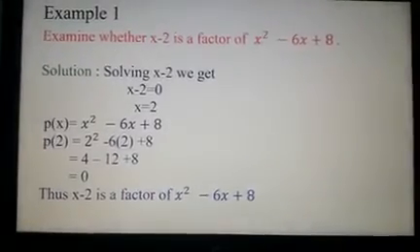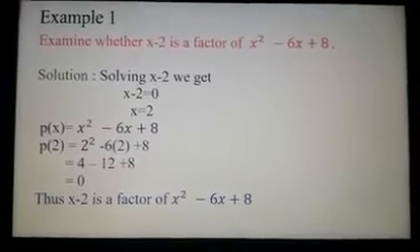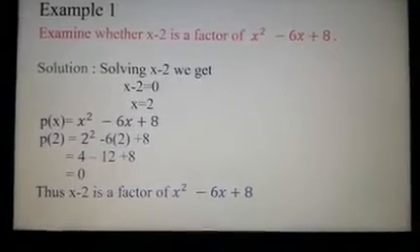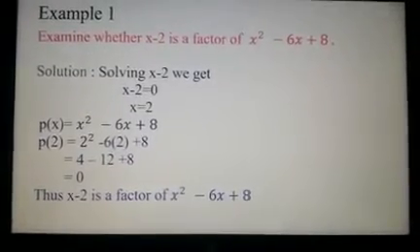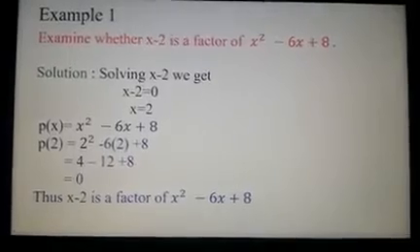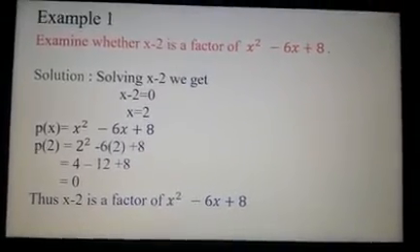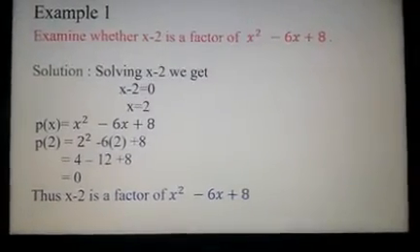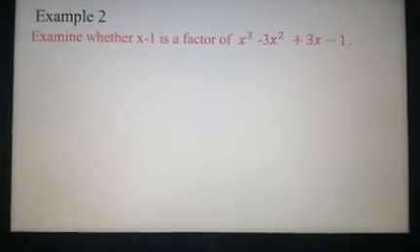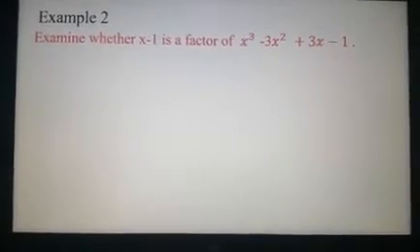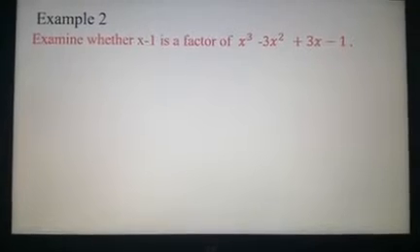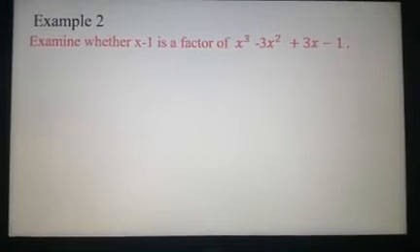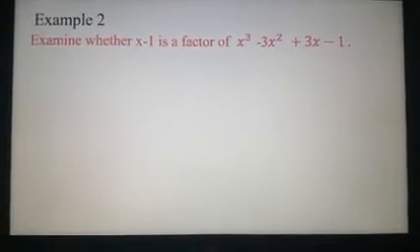So hope you have understood how to apply the factor theorem, right? Since p of 2 is equal to 0, therefore x minus 2 is a factor of x square minus 6x plus 8. So now let me consider one more example. Example 2. Again in this case, they are asking us to verify whether x minus 1 is a factor of x cube minus 3x square plus 3x minus 1.